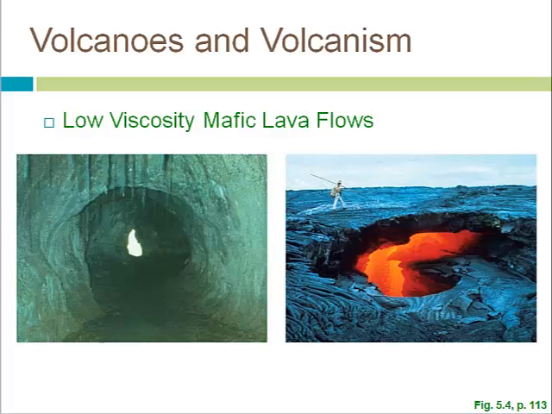Primarily, when we're talking about specific kinds of lava, we break it up into two different types. So we have the mafic lavas. Here we have a lava tube. Mafic lavas are very warm, and they flow rapidly because they're warm and they have a low viscosity, which means that they're runny.